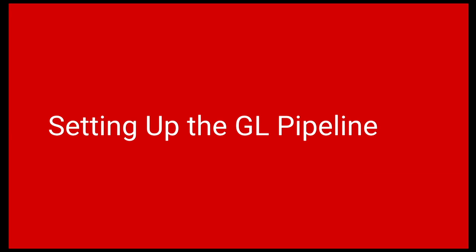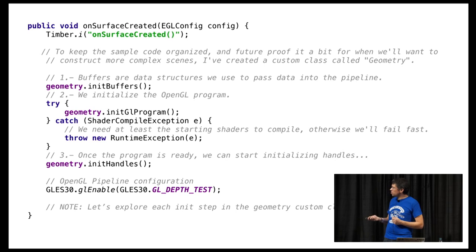So setting up the GL pipeline, the first step that we quickly glossed over in the renderer. onSurfaceCreated is being called with an EGLConfig. I'll say it right up front: this might be called more than once during the lifetime of your program, so you have to be ready to think about reinitializing everything. That being said, most of the complexity of the steps is abstracted in a class I call Geometry, which you can see in my actual sample code that's available on my GitHub with a link at the end of the talk. I just wanted to give you the basics so you get started.